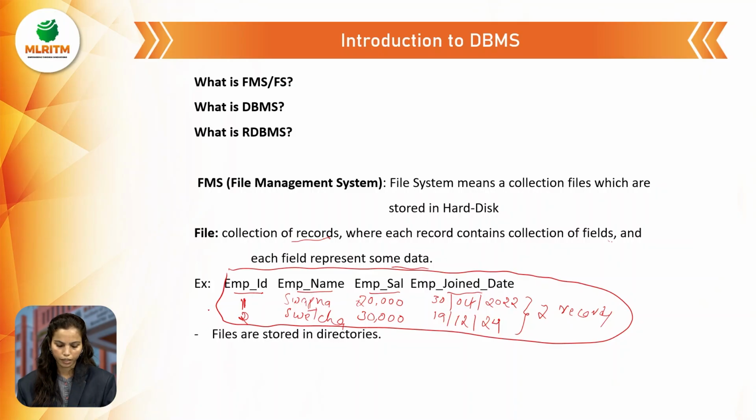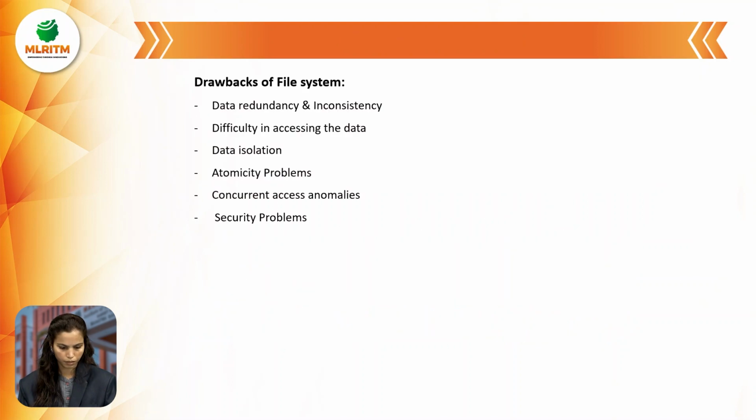Here the files are stored in directories. So what is a directory? A directory is a collection of files, and a directory also contains some subdirectories, and the subdirectories also contain some collection of files. While using a file system, we have some drawbacks. Those are data redundancy and inconsistency, difficulty in accessing the data, data isolation, atomicity problems, concurrent access anomalies and security problems. These are the drawbacks while we are using a file system.